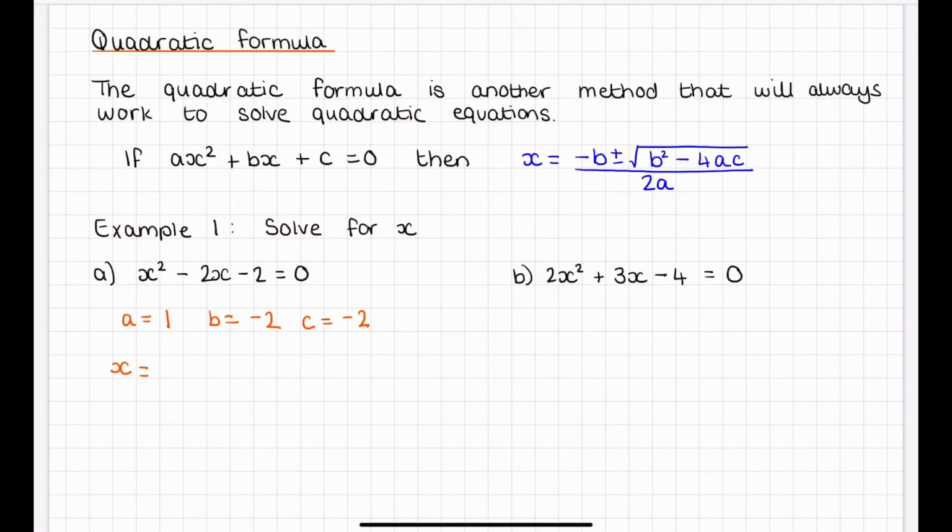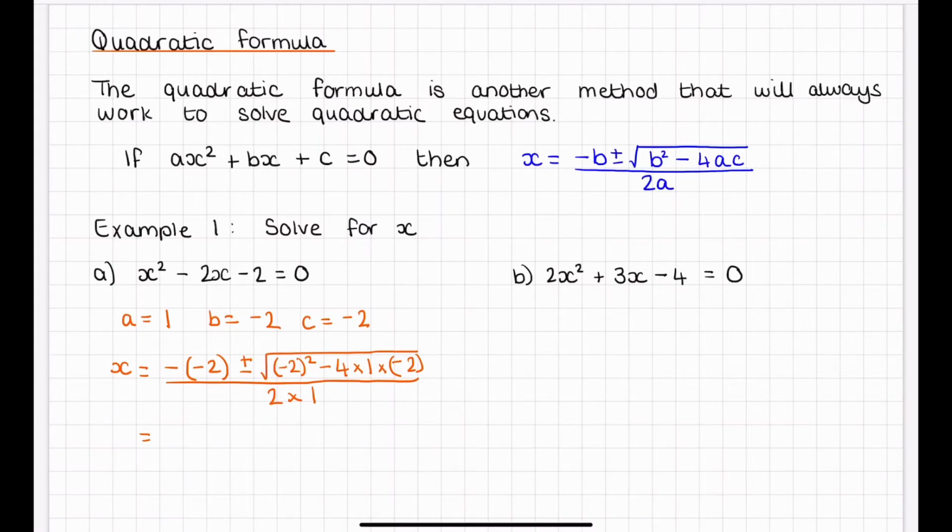So we'll have x equals, first of all we've got minus b, so we're going to have minus, and then we've got a minus 2, plus or minus the square root of b squared, so it's going to be minus 2 squared, minus 4 times a, which is 1, times c, which is negative 2. And that will all be divided by 2 times a, so 2 times 1. So as long as you put your values in the right spots, you're fine. Any negatives, put them in brackets, because that means you'll hopefully not make any mistakes. Then we just start working it out.